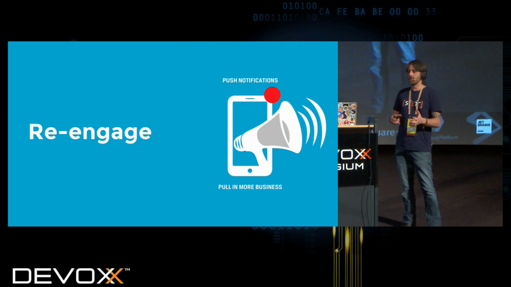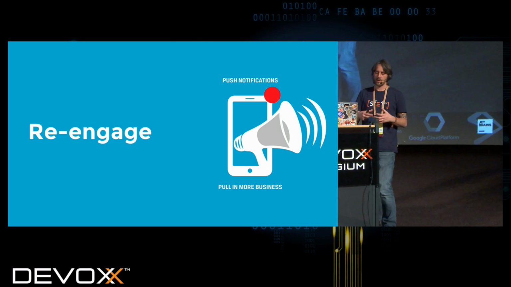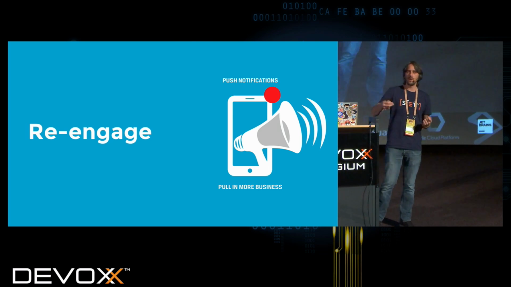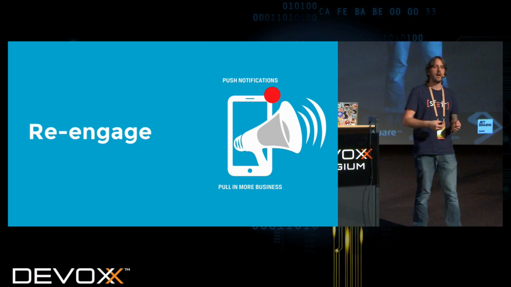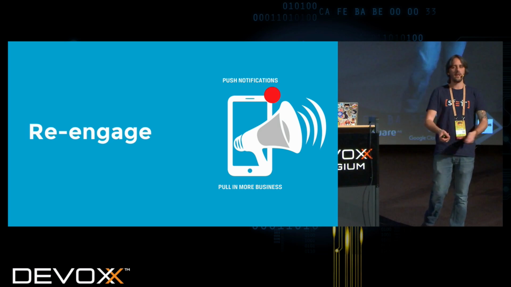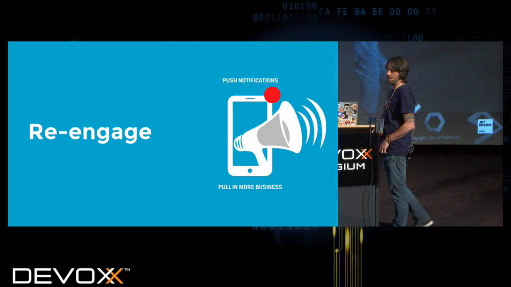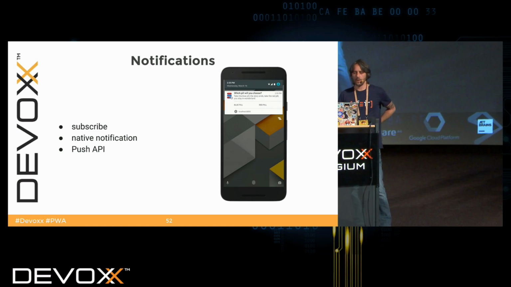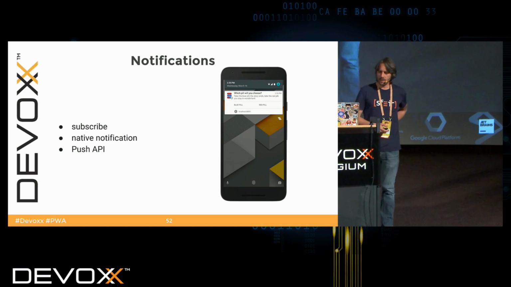I think notification is, until now, reserved to the native world. So when people decide to make a native mobile application, if they want to make notifications, they have no choice, they have to make it in native. Now we can make it in the web application. So how does it look?